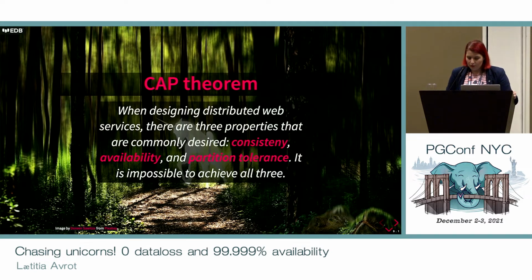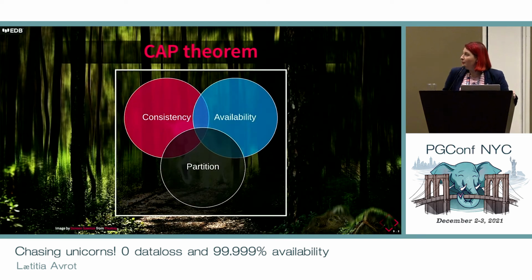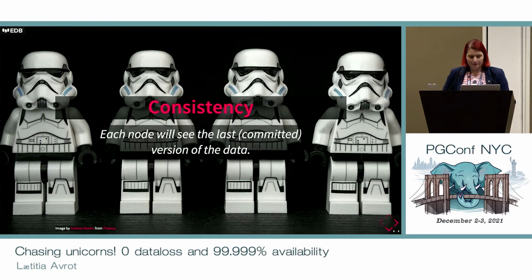Commonly, you will see this representation of the CAP theorem. And I don't like it, actually. I will explain later why. But first, let's state what consistency means. Consistency means that each node will see the last committed version of the data.